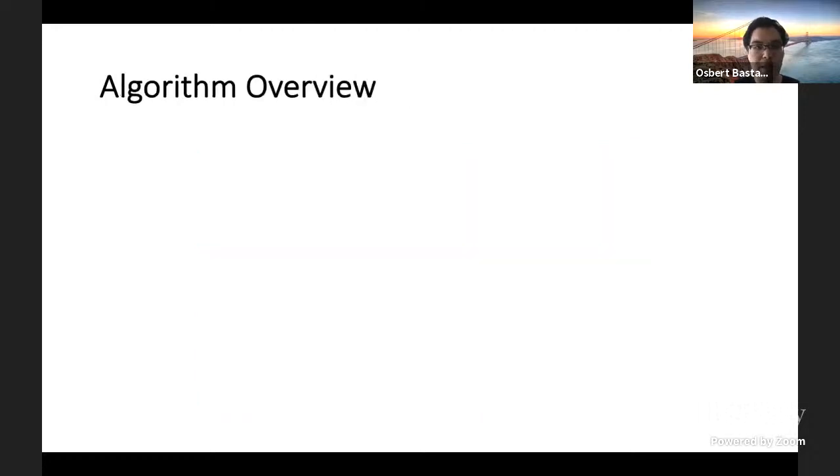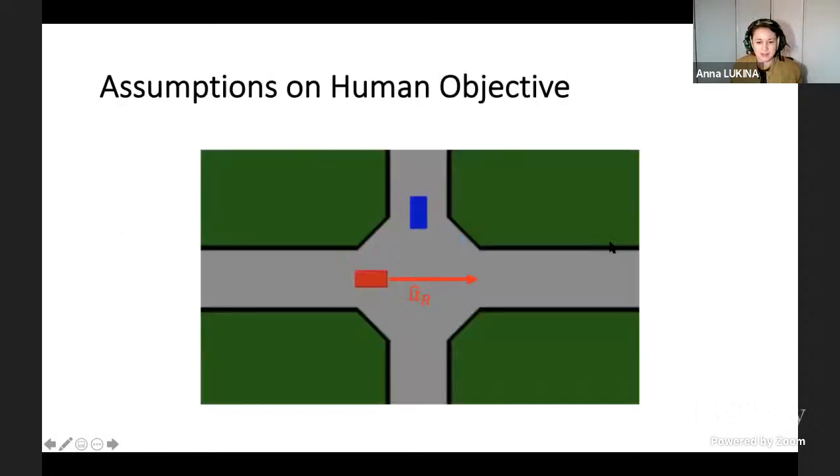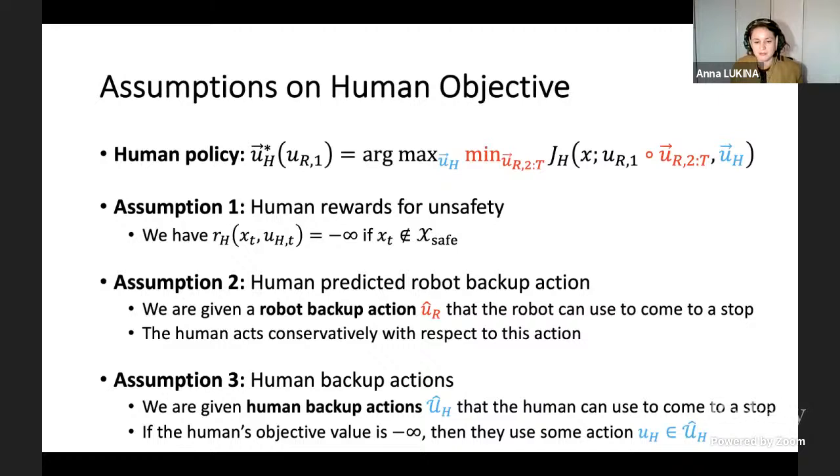Okay. So given these assumptions, next I'm going to go into some detail about our algorithm. Osbert, short question. So this X unsafe or X safe, both the human and the robot know the same X safe, so they have the same perception of safety. Yes, that's right. We're assuming that their notion of safety is shared. And I think in our examples, the shared safe set is going to be that they don't want to have an accident.